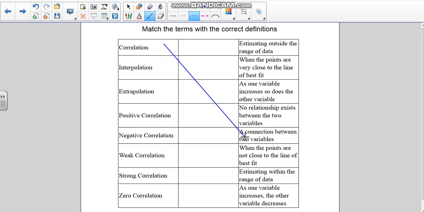I'll attach it to show my homework, and you can cut them out and stick them together, and it's entirely up to you, or you can just copy them out with the correct definitions. Okay, so press pause and finish that off, get all the definitions matched with the correct words.